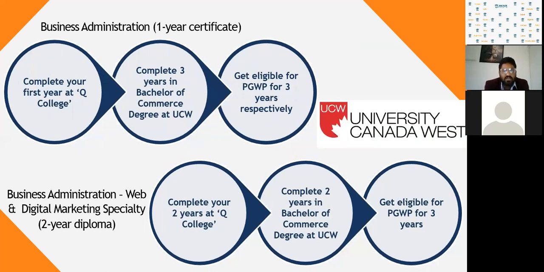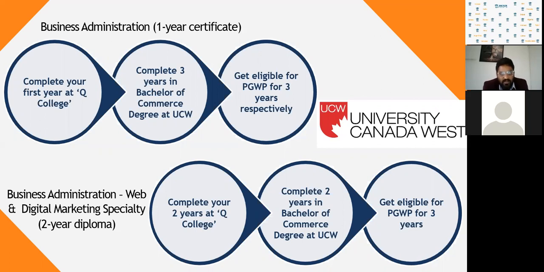Now, talking about our other program pathway, which is with University Canada West, which is again a very well-renowned public institute of Canada. The student can complete their first year at Q College, the next 3 years in a Bachelor of Commerce degree at University Canada West, and after the successful completion of the same, they will be eligible for a postgraduate work permit for 3 years. And the same goes for business administration, web and digital marketing specialty, where the student will complete the first 2 years at Q College, the next 2 years in a Bachelor of Commerce degree at UCW, and can get eligible for a postgraduate work permit for 3 years respectively.